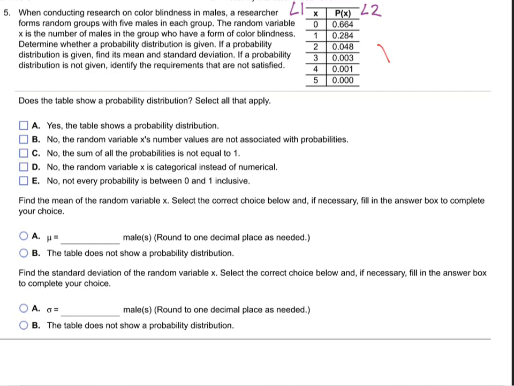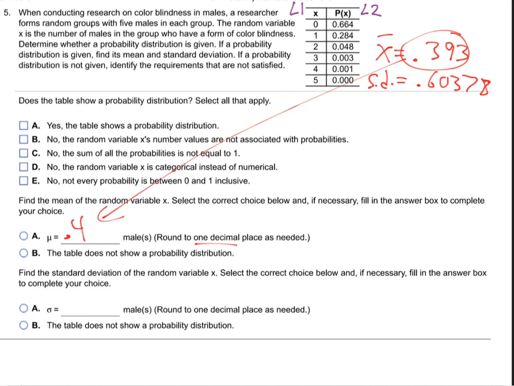I'm getting 0.393 for the average. And the standard deviation, which is that sigma thing, 0.6037. I don't know how far to round that. So down here, the mu, that's the 0.393. It says round to 1 decimal place. I guess that'll be 0.4. And then the sigma, round to 1 decimal place, that'll be 0.6. You guys getting those numbers okay?